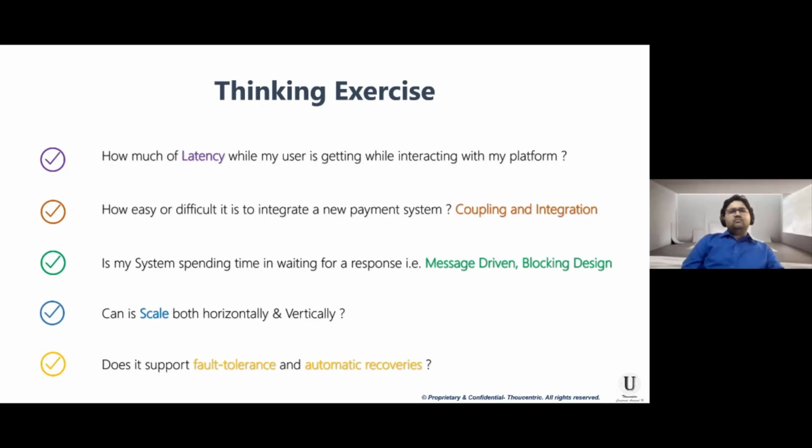So the latency effectively, as we talked, is this observable slowness and behavior across the system. Then the second one is how easy or difficult it is to manage or integrate a new payment system. Now this is coupling and integration. Remember when we talked about a lot of people adding t-shirts to the cart, but not paying for it. Part of the reason was I did not have the most popular payment platform. So how do I integrate with it?